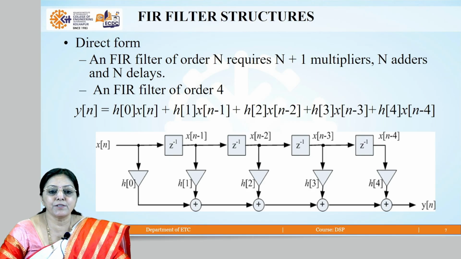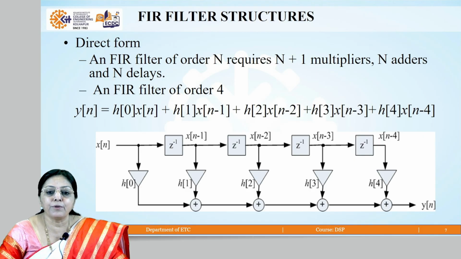This is the multiplication symbol. It is multiplied with x of n. Then we require x of n minus 1, so we add one delay, and x of n minus 1 is multiplied by h of 1. Then h0 x of n and h1 x of n minus 1 are added, so we require an adder. Likewise, we complete this till x of n minus 4, which is mentioned in our example. This is x of n minus 4, this is h of 4, then multiplication, then addition, and we get the final output y of n.